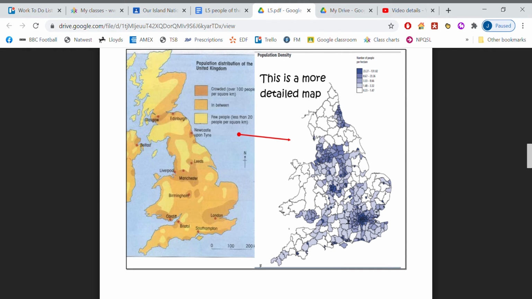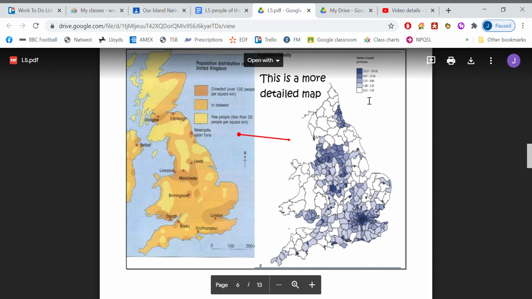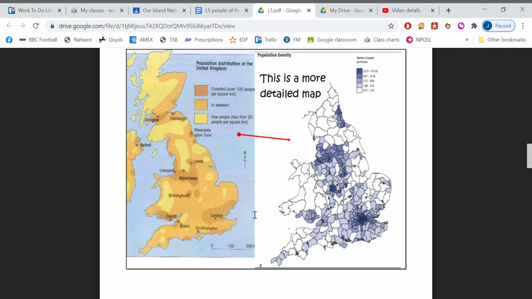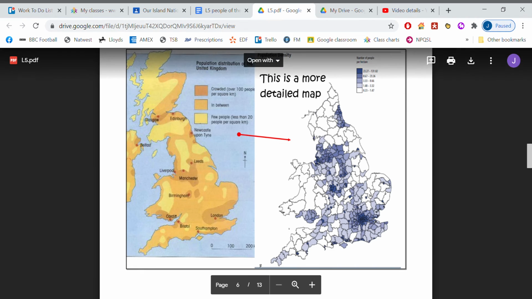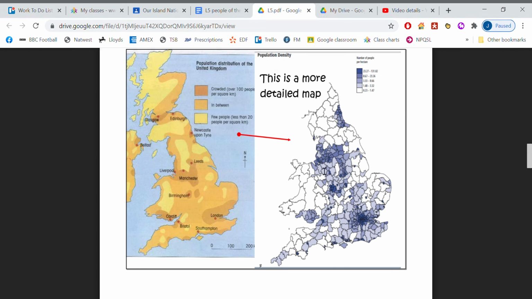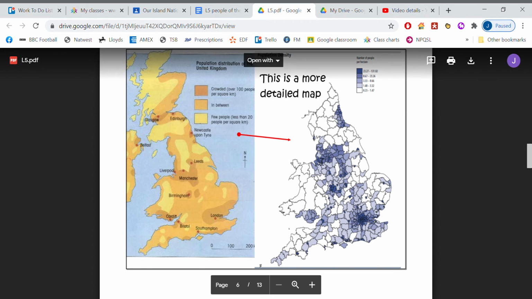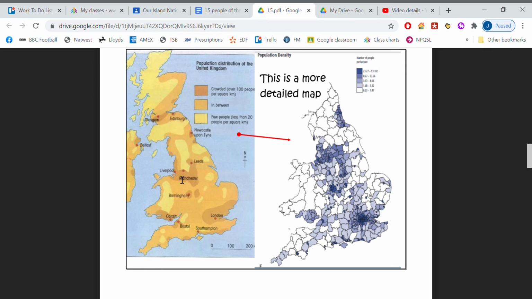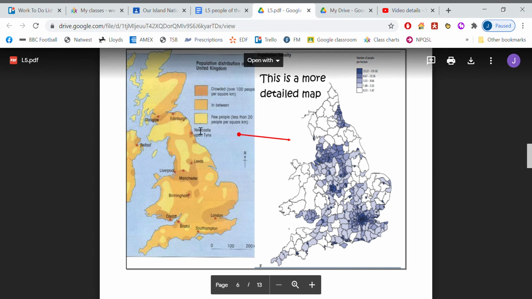This is a more detailed map showing you a little bit more categories, so you can really see the areas that are densely populated. Okay, be careful. This map's bigger than this one, so it's more stretched out. So that area there is actually Liverpool and Manchester. This only shows England, so that's Newcastle over there.